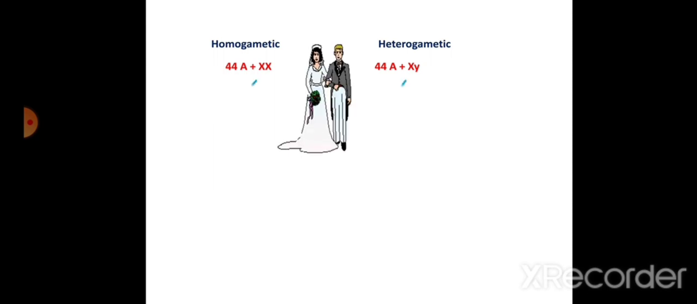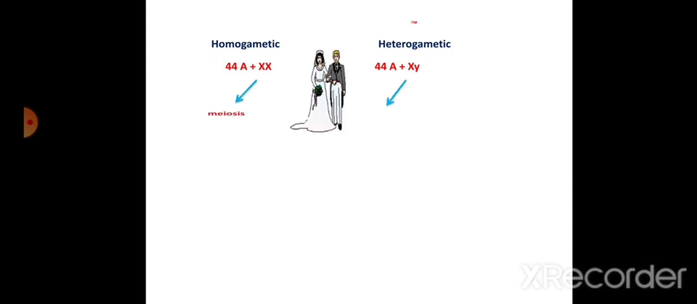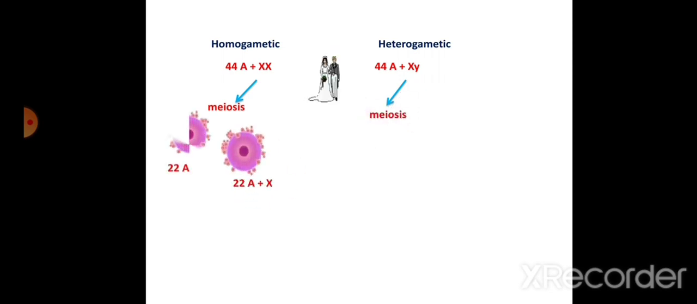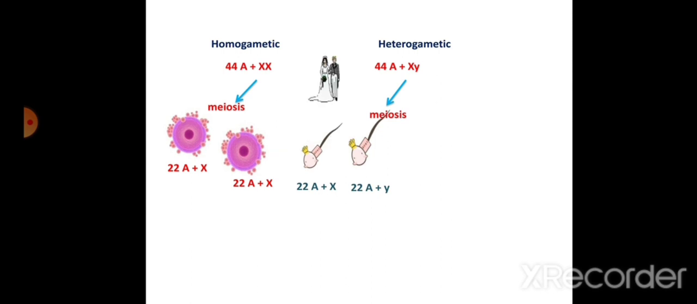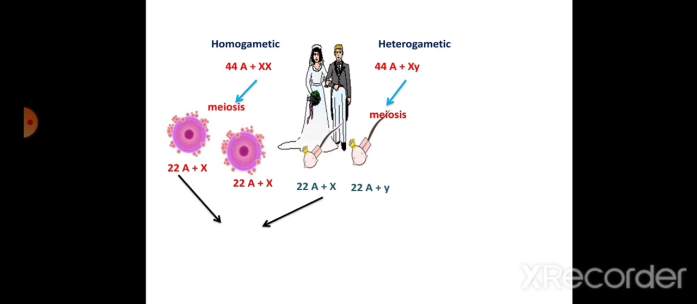Now what makes a new organism become a male or a female? So consider a marriage between a female with 44 autosomes and XX chromosomes and a male with 44 autosomes and XY chromosomes. The female is homogametic, the male is heterogametic. So the female is going to produce only one type of gamete, with 22 autosomes and an X chromosome. Even the male will produce sperms with 22 autosomes and X as one sperm, and 22 autosomes and Y as another type of sperm.